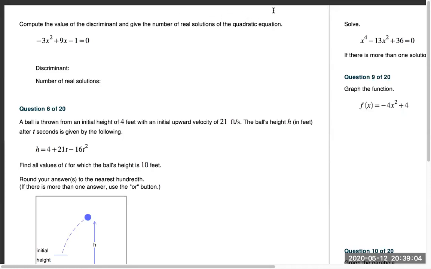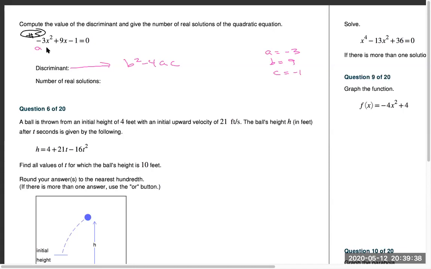So now we get to number 5. We're looking for the value of the discriminant here. So the first thing that we need to do is identify what A, B, and C are. The reason we're doing that, remember the discriminant is B squared minus 4AC. So A is negative 3, B is 9, and C is negative 1.